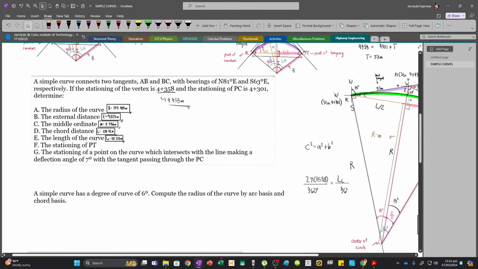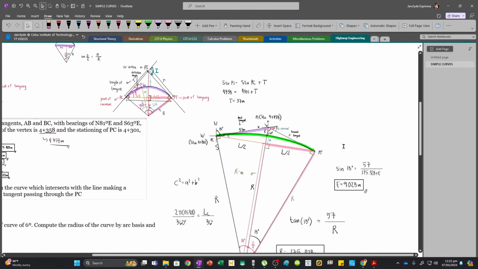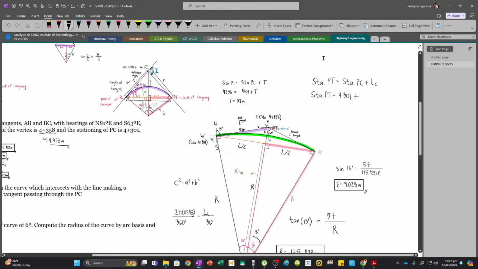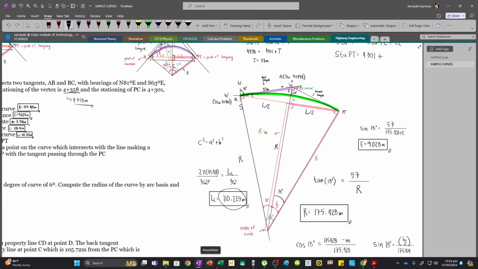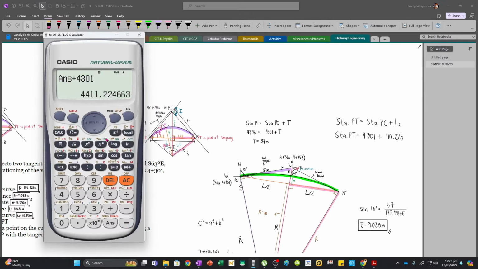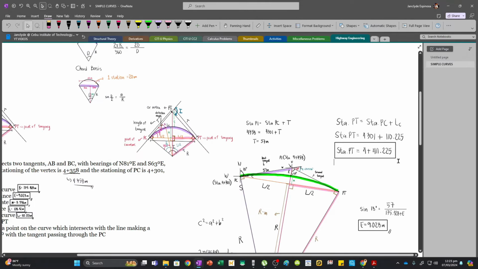Now for letter F, we are to compute the stationing of PT. To get the stationing of PT, we have the stationing of PC plus the length of curve. So the stationing of PT will be 4301, because this is our stationing, plus the length of curve, which is 110.225. So plus 110.225, we have 4411.225. And so this is 4 plus 411.225. And so this is our answer.